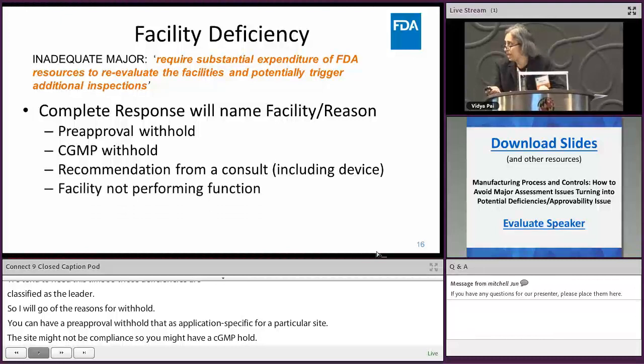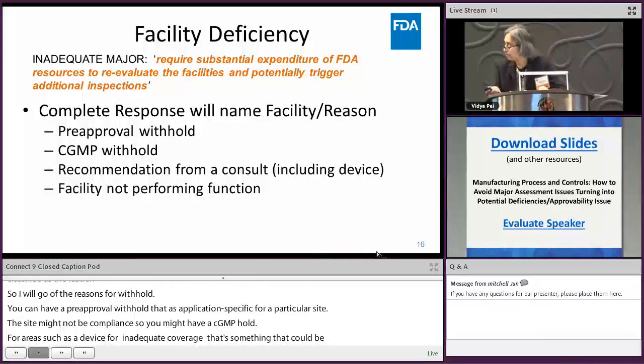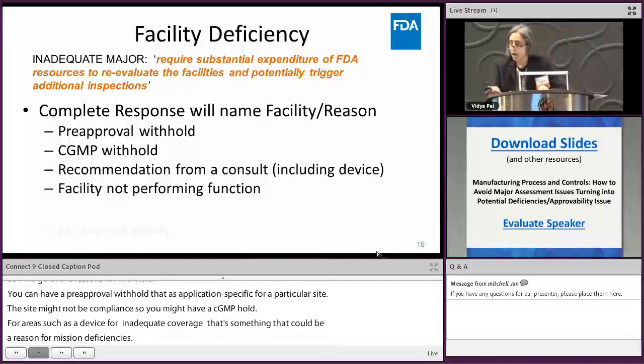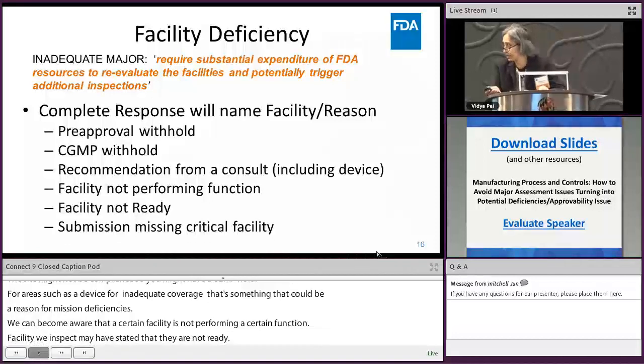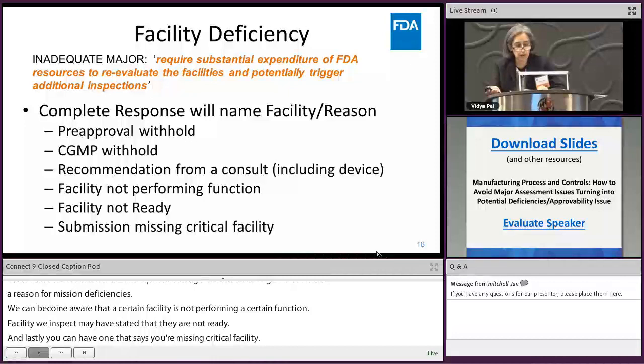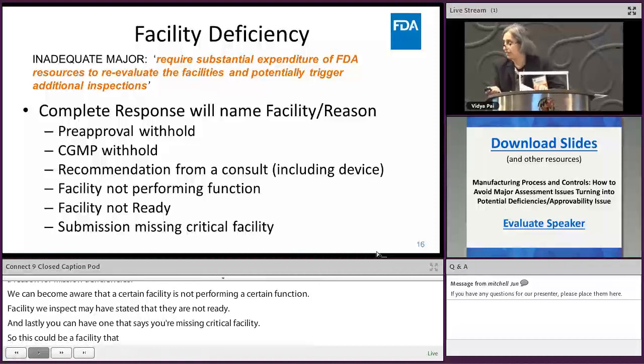We may become aware that a particular facility is not performing a certain function. So you may have a deficiency that states that the facility is not performing the function. A facility we went to inspect may have stated they're not ready. So you may have one of the facility not ready deficiencies. And lastly, you may have one where it says you're missing a critical facility. So this could be a facility that's actually within a DMF and not listed in the ANDA. And so in that situation, in place of the name of the facility, we would typically say the facility referenced in the DMF.